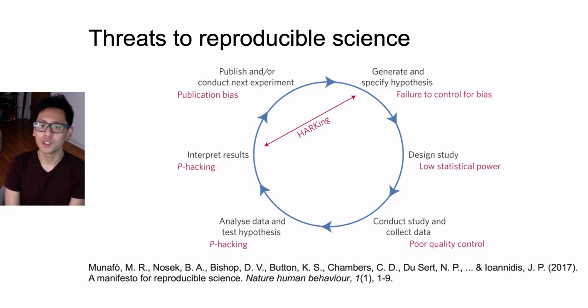We have that arrow across called HARKing. For those of you who are unfamiliar, that's known as hypothesis after results known. So you may look at the results post hoc and decide that you knew all along that the effect was in a specific direction and choose to use a one-tailed t-test instead of a two-tailed t-test. So therefore you get a significant effect, for example. And lastly, the publication bias that I briefly mentioned. You can see that this figure shows that this could be circular and continually occur as threats to reproducible science and to perpetuate false positives in the literature.